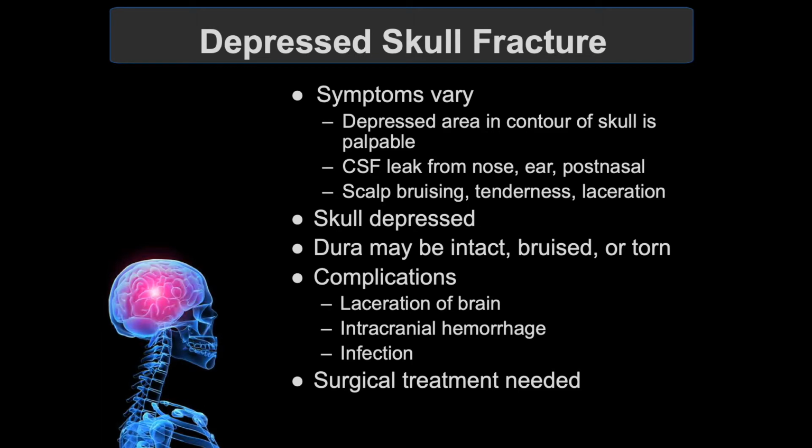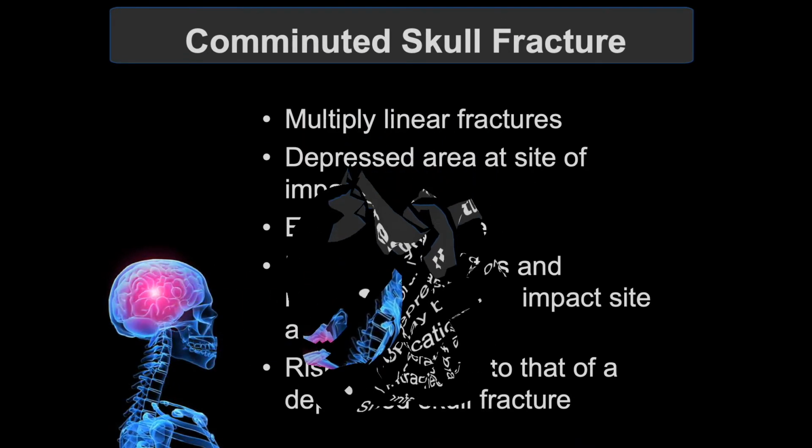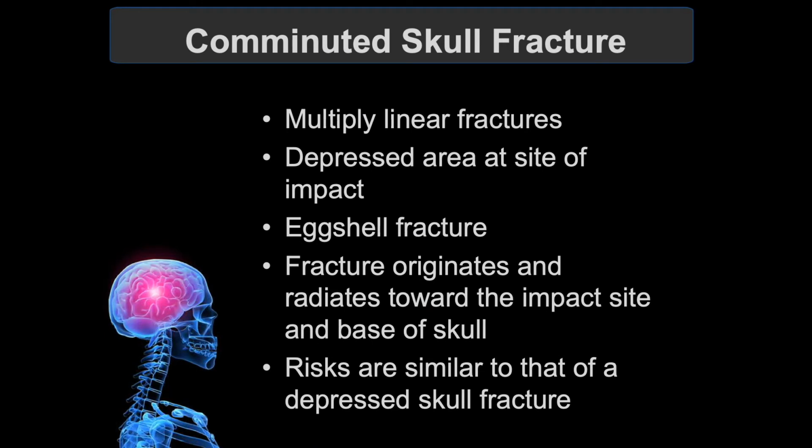In a comminuted skull fracture, this involves fragmentation of the bone with depression of the bone into the brain tissue. It's essentially multiple linear fractures with a depressed area at the site of impact, sort of like an eggshell fracture. This fracture originates and radiates toward the impact site and the base of the skull, and the risks are similar to that of a depressed skull fracture.